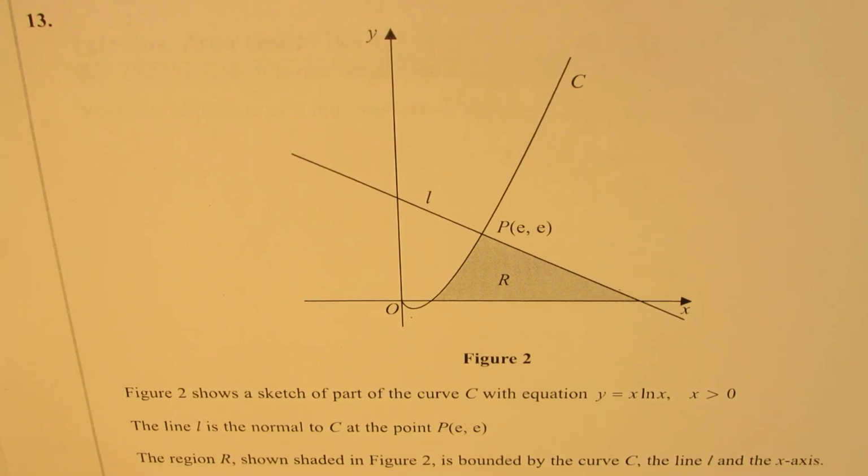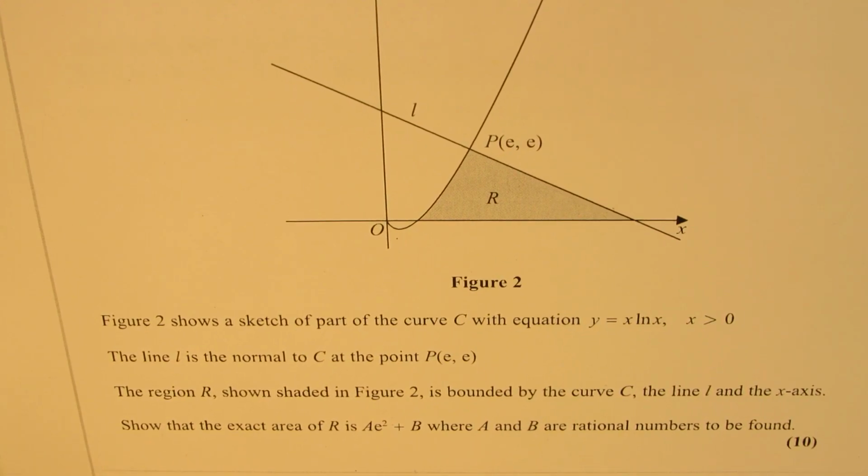The question here is, figure 2 shows a sketch of part of the curve C with the equation y equals x ln x, where x is greater than 0. The line L is normal to C at point P, (e, e). The region R, shown shaded in figure 2, is bounded by the curve C, the line L, and the x-axis. Show that the exact area of R is a square plus b, where a and b are rational numbers to be found. Very good question.